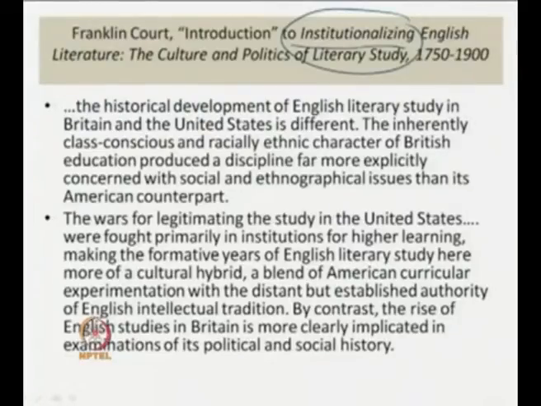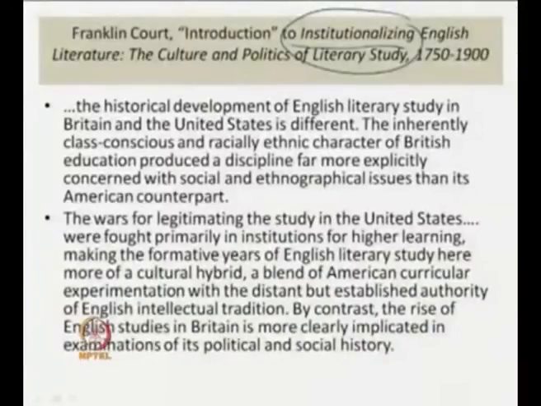These are not decisions that are devoid of politics. They are not decisions that are devoid of economics. Okay, he calls it the culture and politics of literary study, and let us read from this.